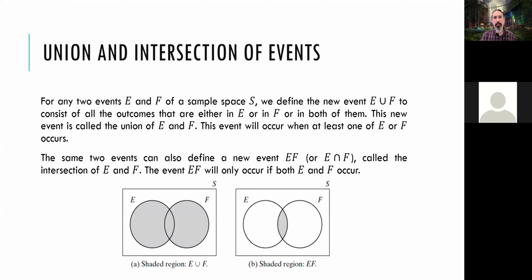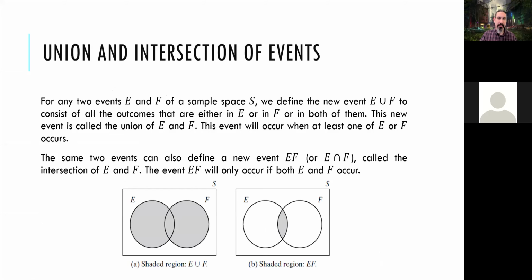Now, we have union and intersection of events. This is the same as the union and intersection of sets. So when we're talking about the union of events, we are talking about at least 2 events, which can be shown like this, E union F. And this union consists of all the outcomes that are in either E or F.